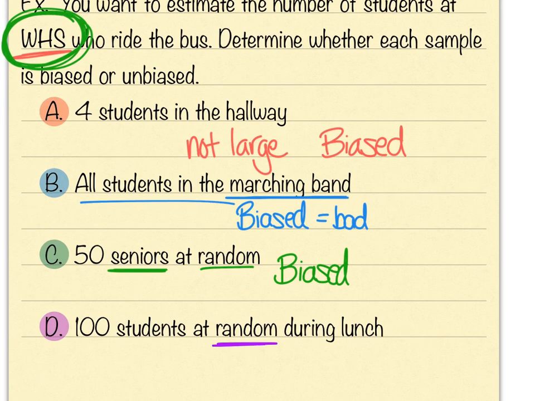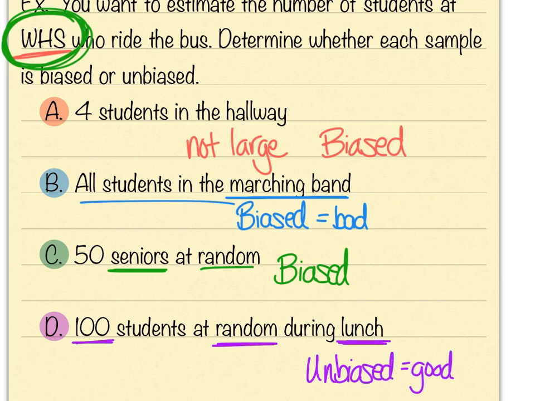Well, it's done randomly. It's definitely large enough. And you did it during lunch. Every student has lunch as a class, right? They don't all have band. They don't all have PE or choir or whatever, but they all have lunch. This is unbiased. Unbiased is good. We want our samples to be unbiased.